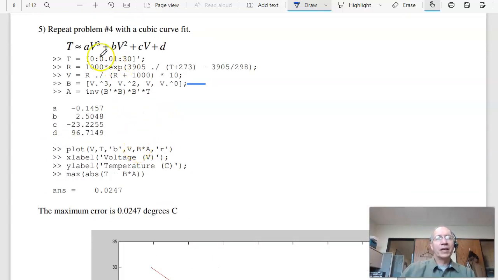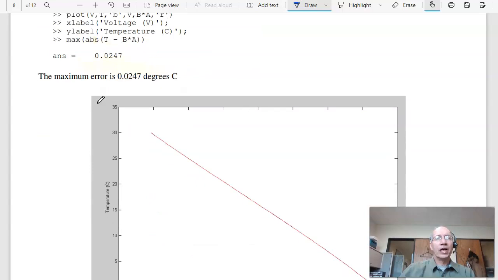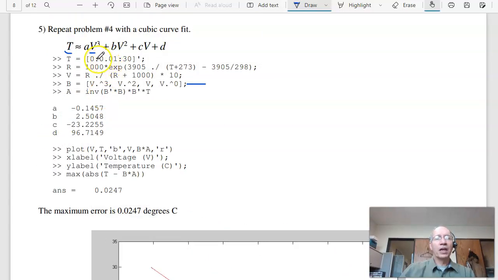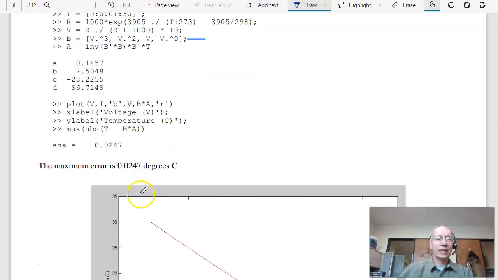That's calibration. Take something that I know, voltage, and calculate what I want to know, temperature, so that with that curve fit, if I know what the voltage is, I can tell you what the temperature is. And the calibration error is only off by 0.02 degrees Celsius.